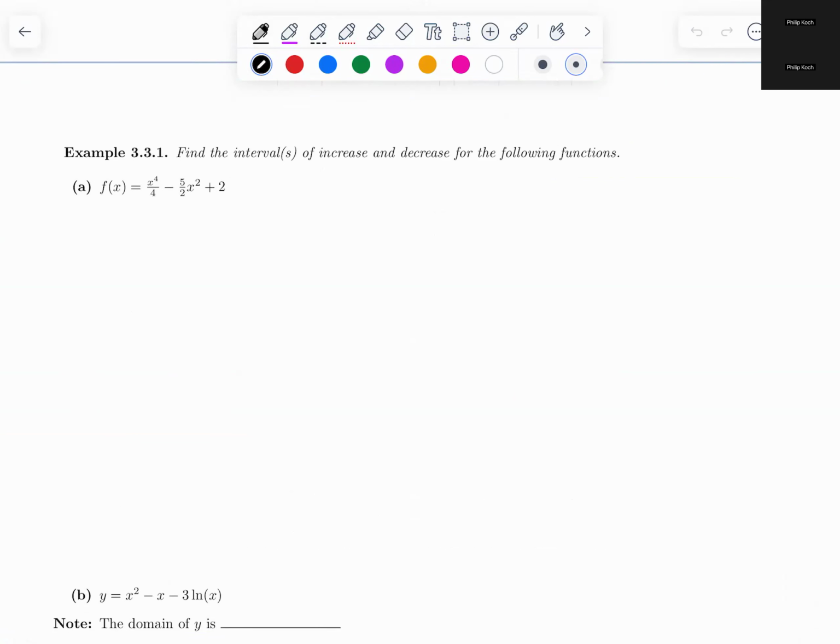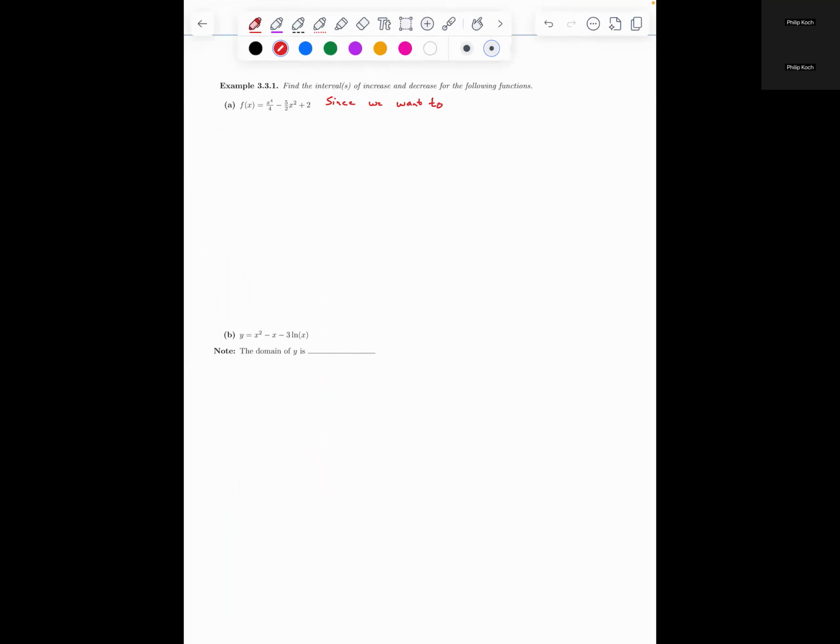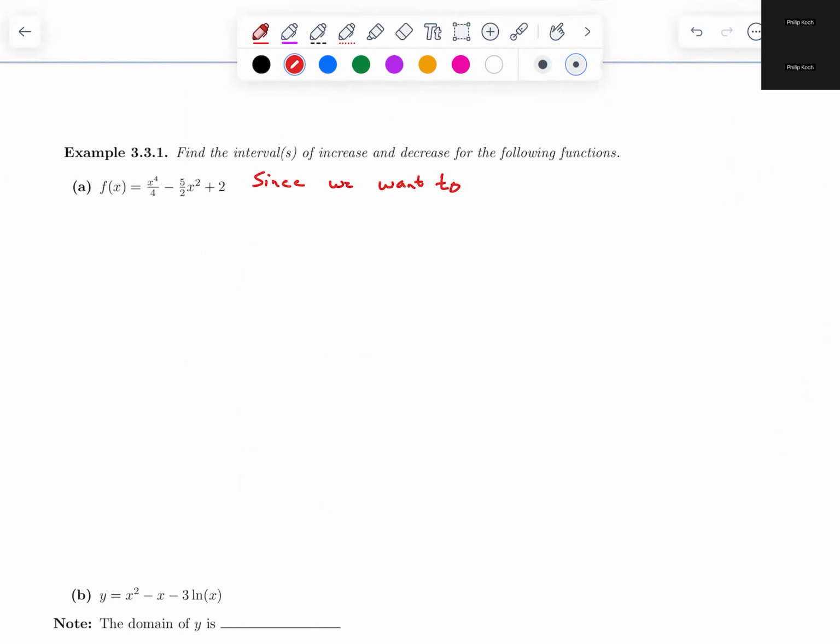So, let's think about what we would need to do. We want to find out, since we want, okay, this is not going to work. I can't do it. Maybe I'll find something else, maybe a giant block to do it. Okay, let's erase this and try again.